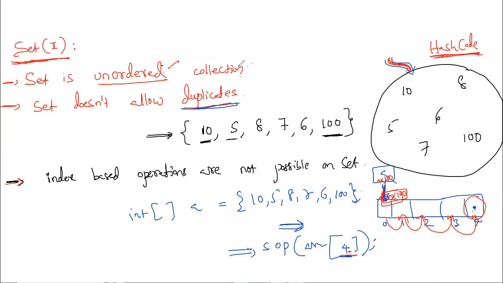Am I clear? Are you getting me? Are you getting me? So this is about the set and its corresponding properties and what will happen and when we should go.